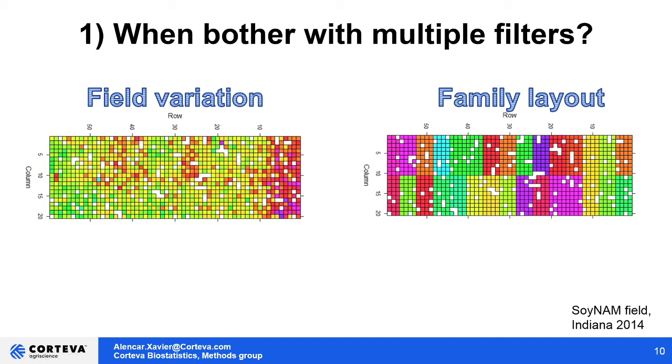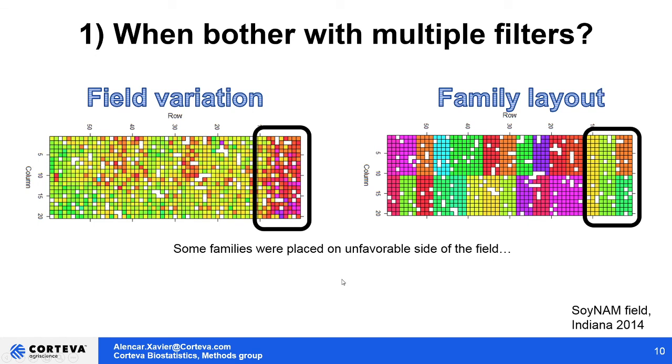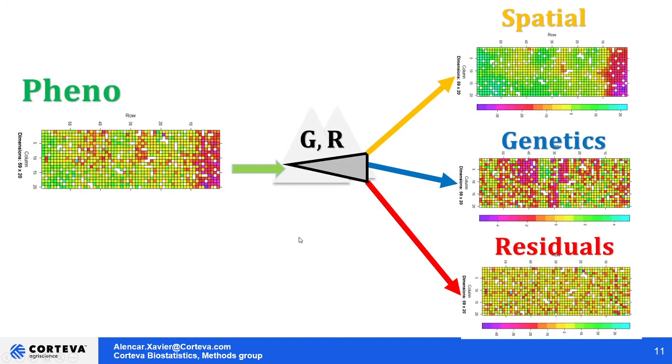from family layout. So here's an example from the SOINM, where it's a field from 2014 in Indiana, where you can see that 4 families fell into this very unfortunate spot of the field that was at the time hammered by SDS. So in order to differentiate a good family that was placed in a bad spot and a bad family that was placed in a good spot, we apply 2 filters to it. So in this case, we are applying G corresponding to the genetic filter and R a spatial filter.